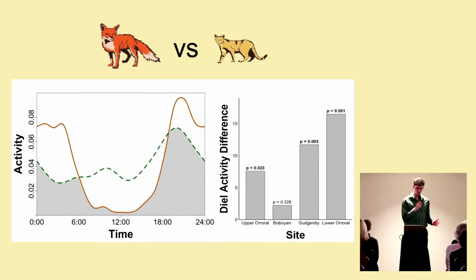And lastly, we had a look for any potential relationships between the foxes and the cats. Now, although fox and cat activity does overlap in the evening, it does separate out for the rest of the day. And that subtle variation is captured by the plot on the right here.